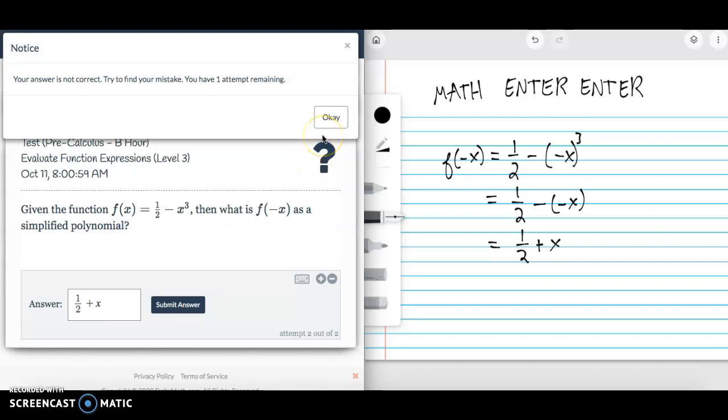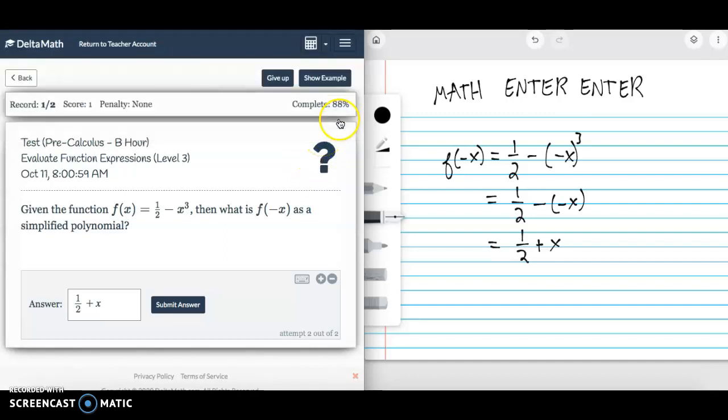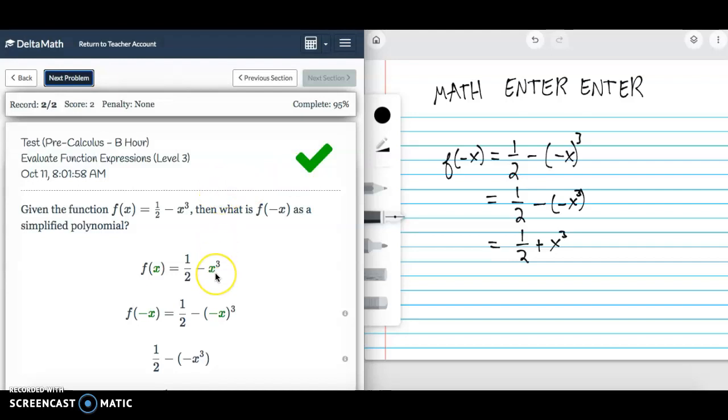What the heck? What did I mess up? Oh, this is supposed to be cubed. You can't just cube the negative, you have to cube the x as well. That's so embarrassing. There we go. Oh, goodness.